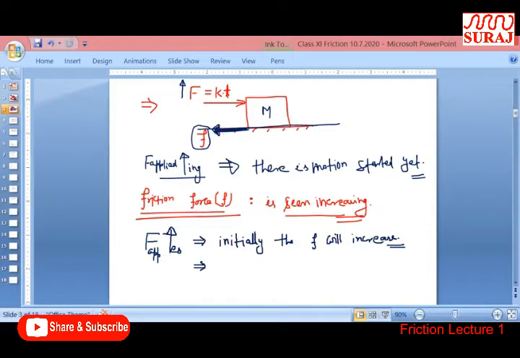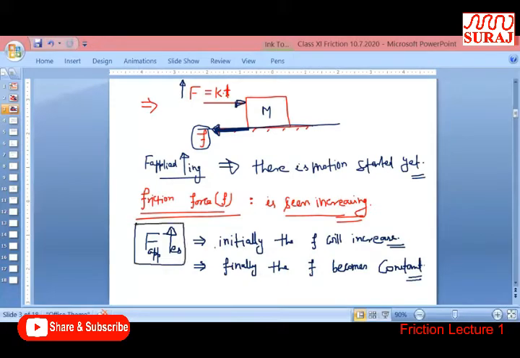And one thing happens that when the block will start moving, it is seen that finally the friction force becomes constant. I'm right now writing what? Practical observations, okay? Becomes constant. We will see these things mathematically also. First I will write the practical observations.